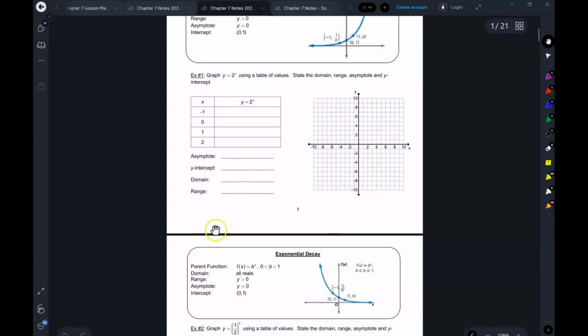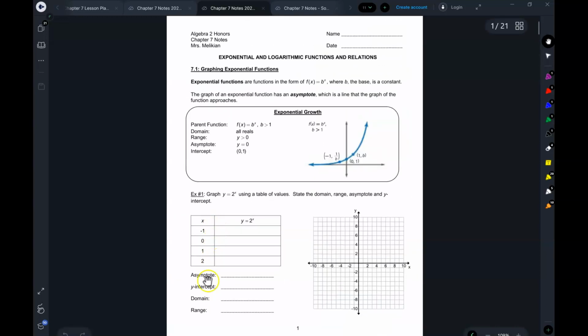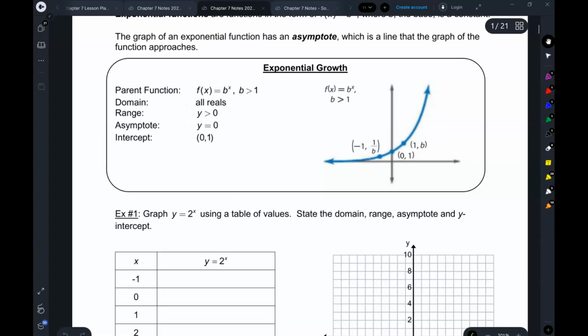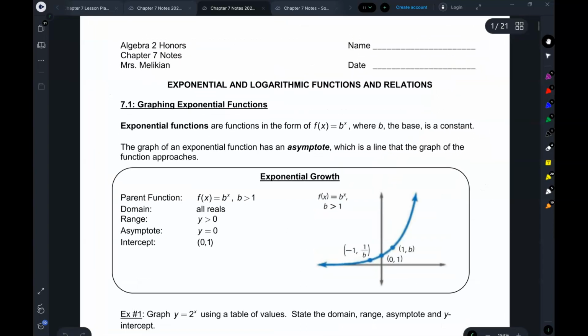So in this section, we're going to do the first lesson of chapter 7, and this is on exponential functions, right? So first, let's talk about what exponential functions are.